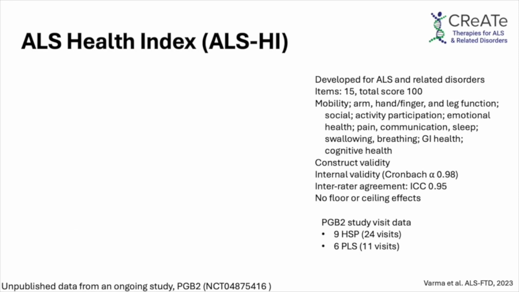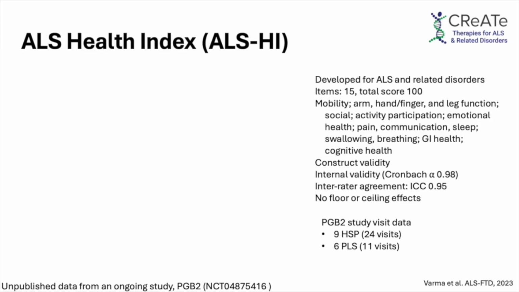So what about this patient-reported outcome that we've been developing called the ALS Health Index? It was developed amongst patients with ALS and related motor neuron disorders, so included people with PLS and PMA. This has 15 items, and it gives you a score up to 100. I've listed here the elements that this captures in terms of mobility, arm function, hand, finger function, leg function. You can read those yourselves.